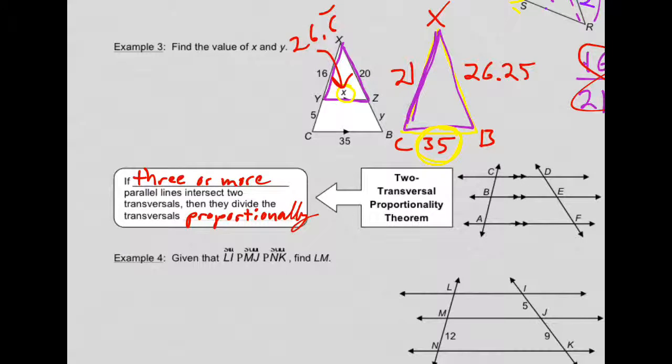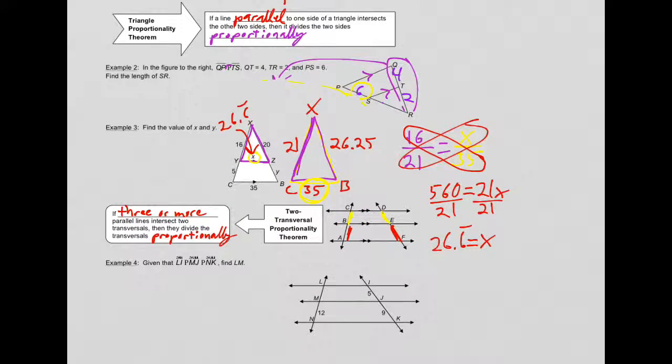Alright, so that means that CB over AB is going to be proportional to DE over EF. Those two are going to be proportional. So just to put that in an equation, we've got CB over AB is equal to DE over EF.